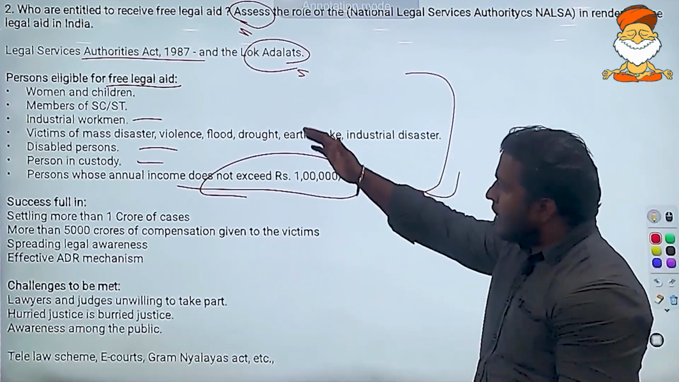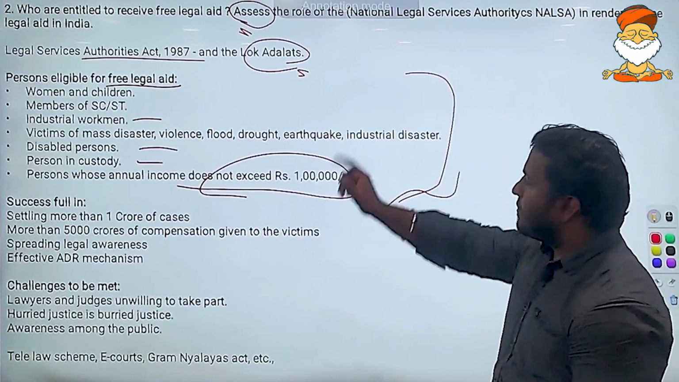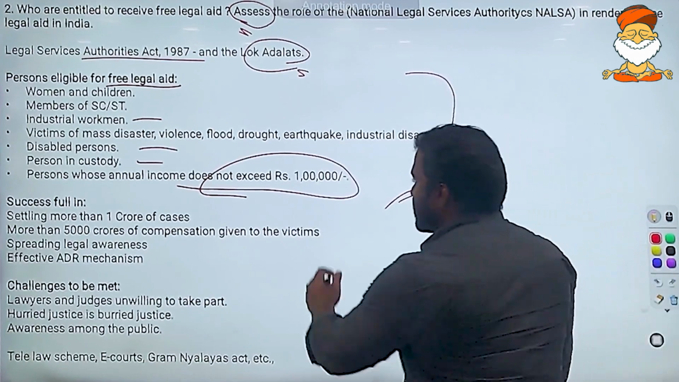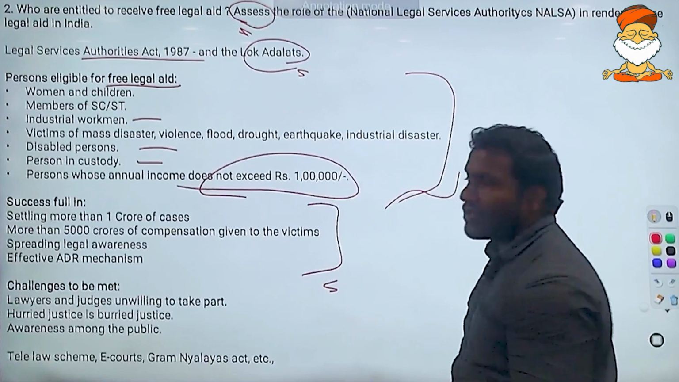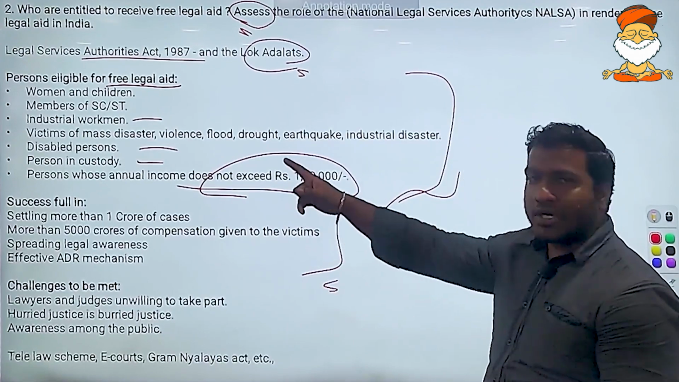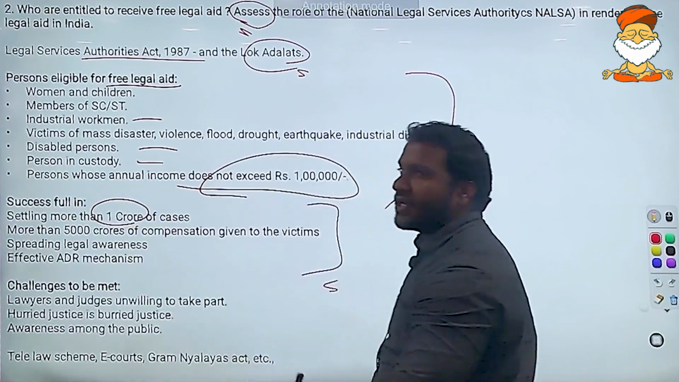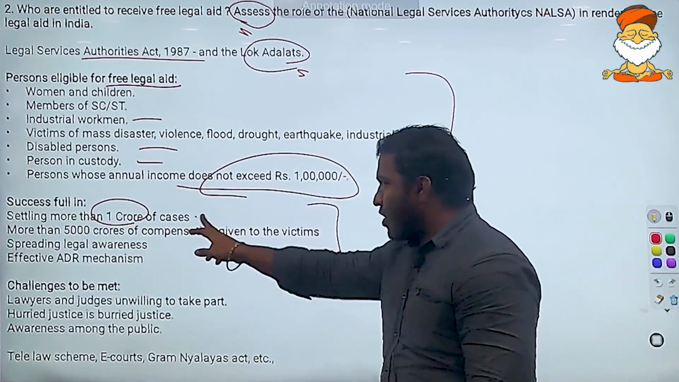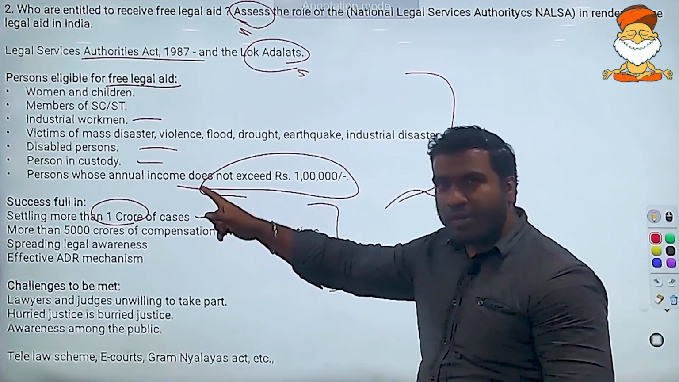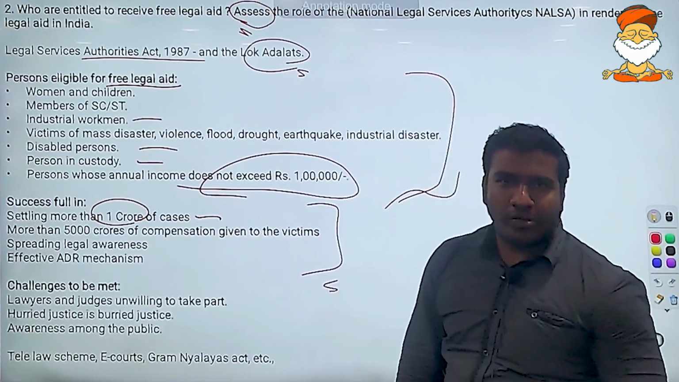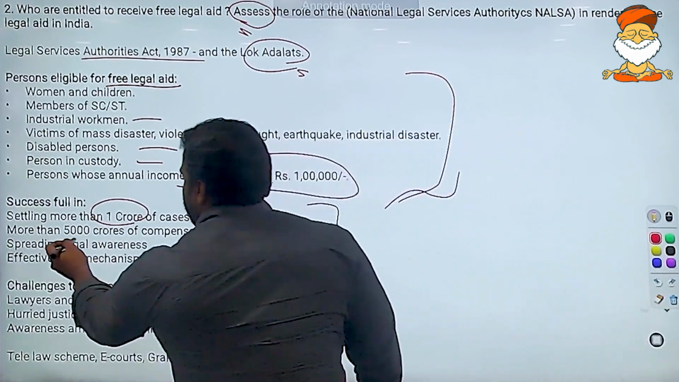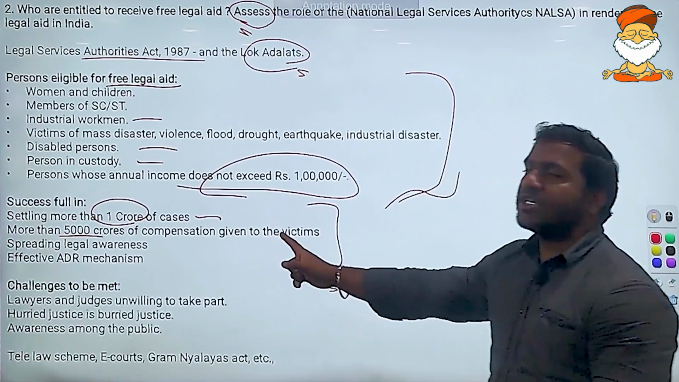And how far, or the role of NALSA. There is some success story. NALSA and Lok Adalats have settled more than 1 crore cases which were pending. If not for Lok Adalats, these many victims would have kept on suffering. Then more than 5,000 crores of compensation has been given to the victims.